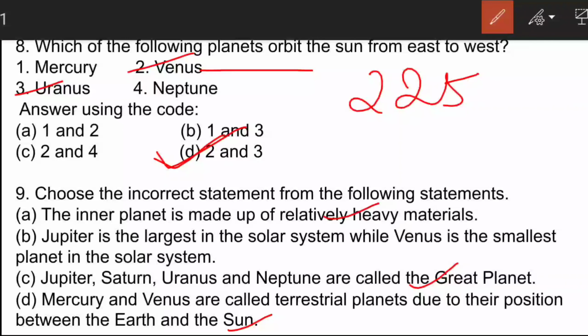Here, Jupiter is the largest in the solar system. This is correct, but Venus is not the smallest. Mercury is the smallest planet in the solar system.